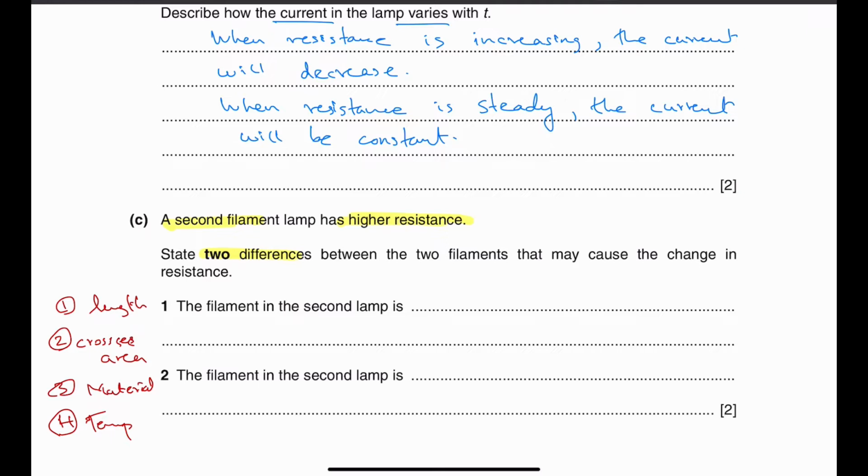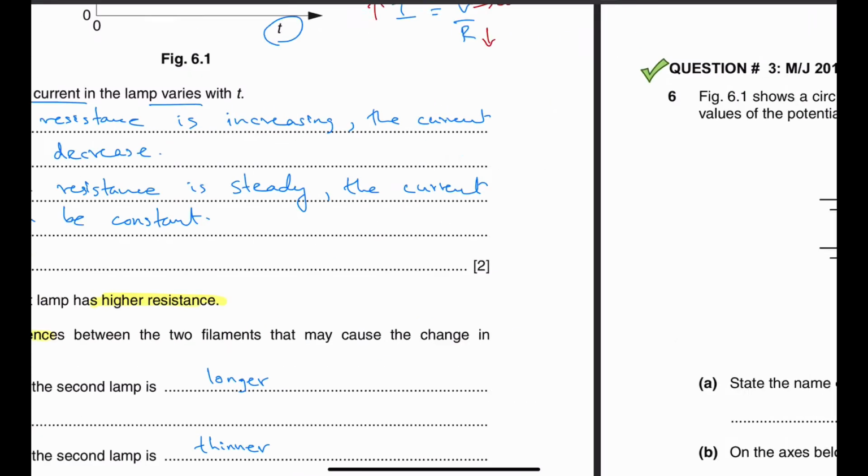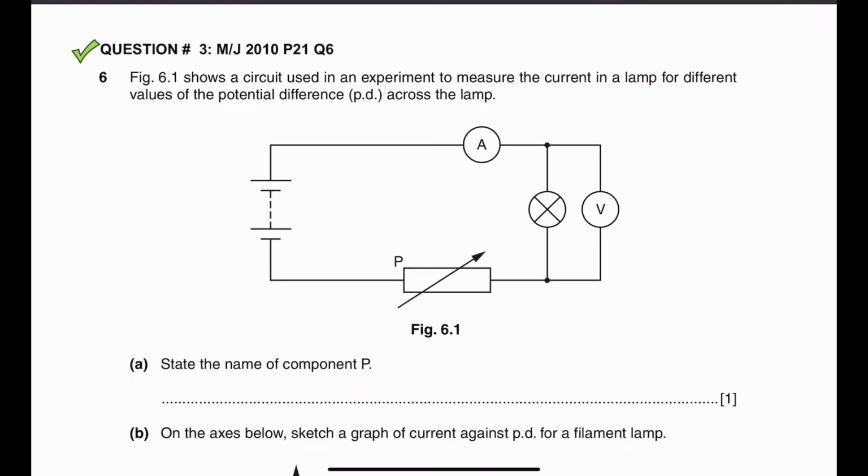So we are just going to write the first two points, where I'm going to say that the filament in the second lamp is longer, which is to say it has more length, so that means it will have more resistance. And for the second point, I'm going to say it is thinner. So if it is thinner, that means it has less cross-sectional area, which means it will have a greater resistance. Alright, let's move on to question number 3.